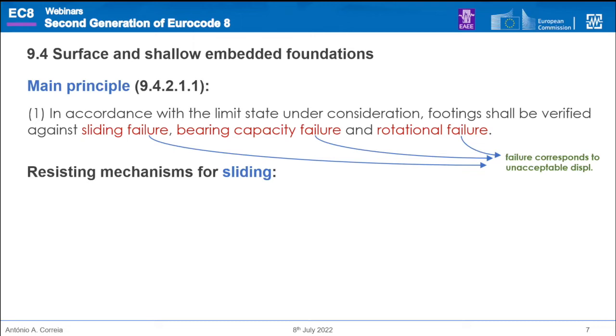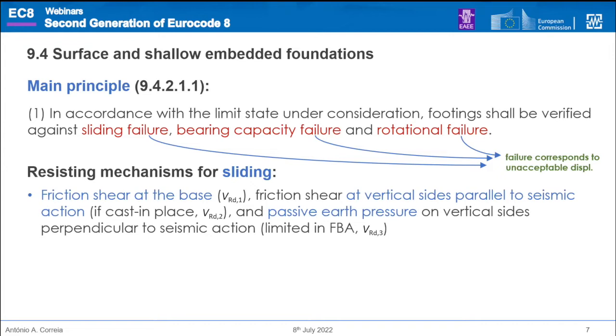Now, in what is related to sliding, the resisting mechanisms for sliding to be considered in a footing are as before. So the friction shear at the base of the footing, the friction shear at the vertical sides of the footing, which are parallel to the seismic action if the footing is cast in place, as well as the passive earth pressure on the vertical sides perpendicular to the seismic action, which is anyway limited in a force-based approach, as we will see.